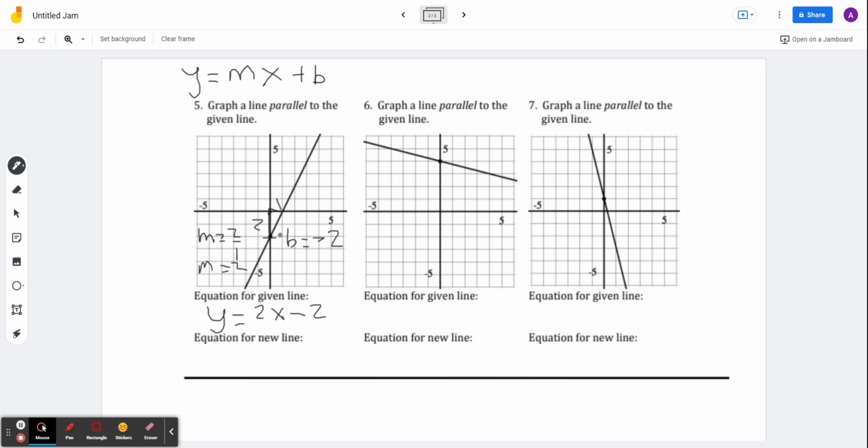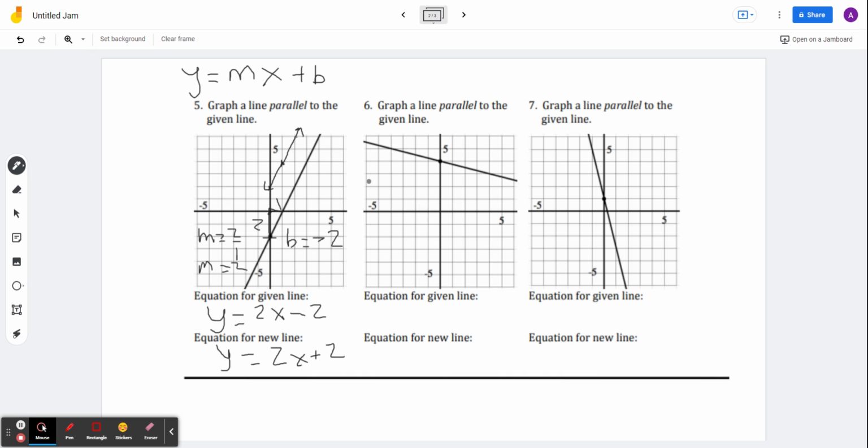Now we need to write an equation parallel. So I'm just going to move this equation, have the same slope, but a different y-intercept. So instead of -2, I'm going to write the equation as y equals 2x plus 2. And to graph that, it would be at +2, and then I would go up 2 over 1 to get to the next point. Then from this point up 2 over 1. And then here is my line. And you can see that it's parallel.